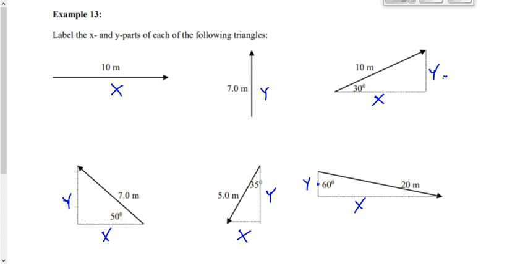Now comes the second step, and actually determine those values. This one's easy, right? The x component of this one is 10, and the y component of this one is 0. The x component of this one is 0, and the y component is 7, right? These ones are a little bit harder.